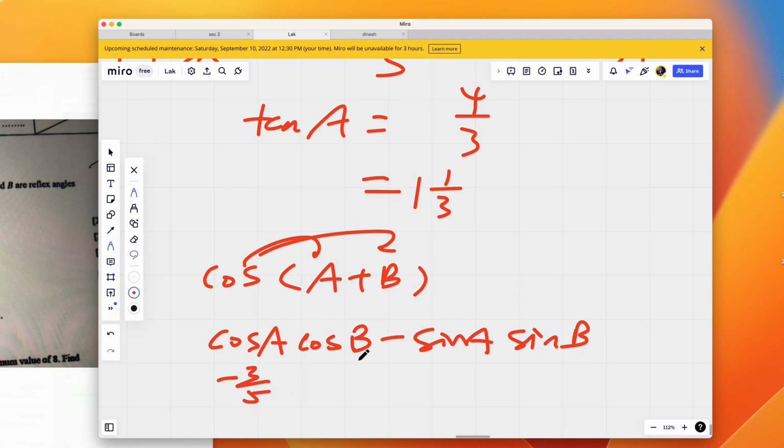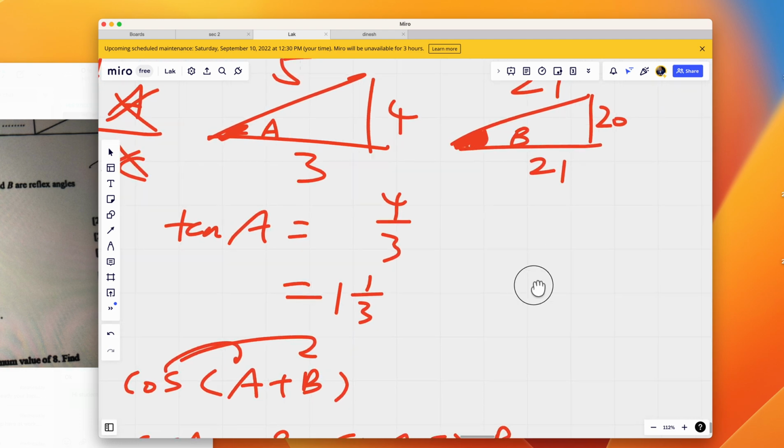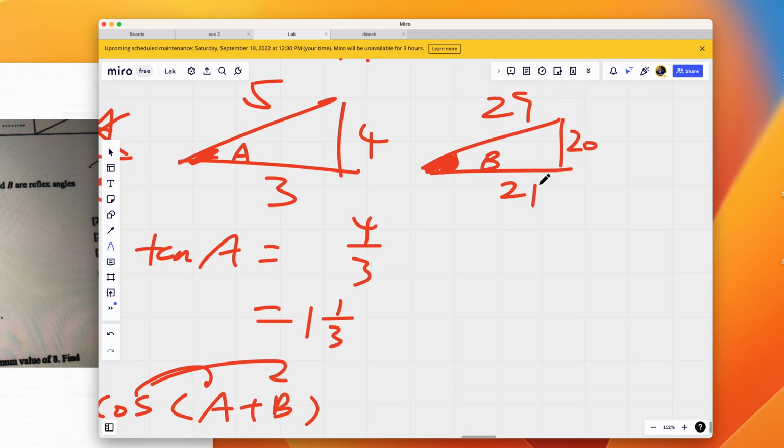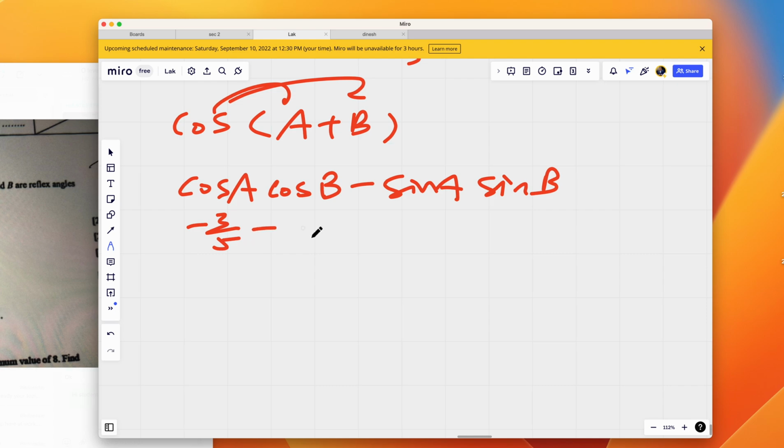Cosine B, you have to work it out. Cosine B is A over H. Decide what's the sign. It's negative. Why? Because it's cosine B, and it's in the tangent curve. So you have negative 21 over 29, times, then minus.